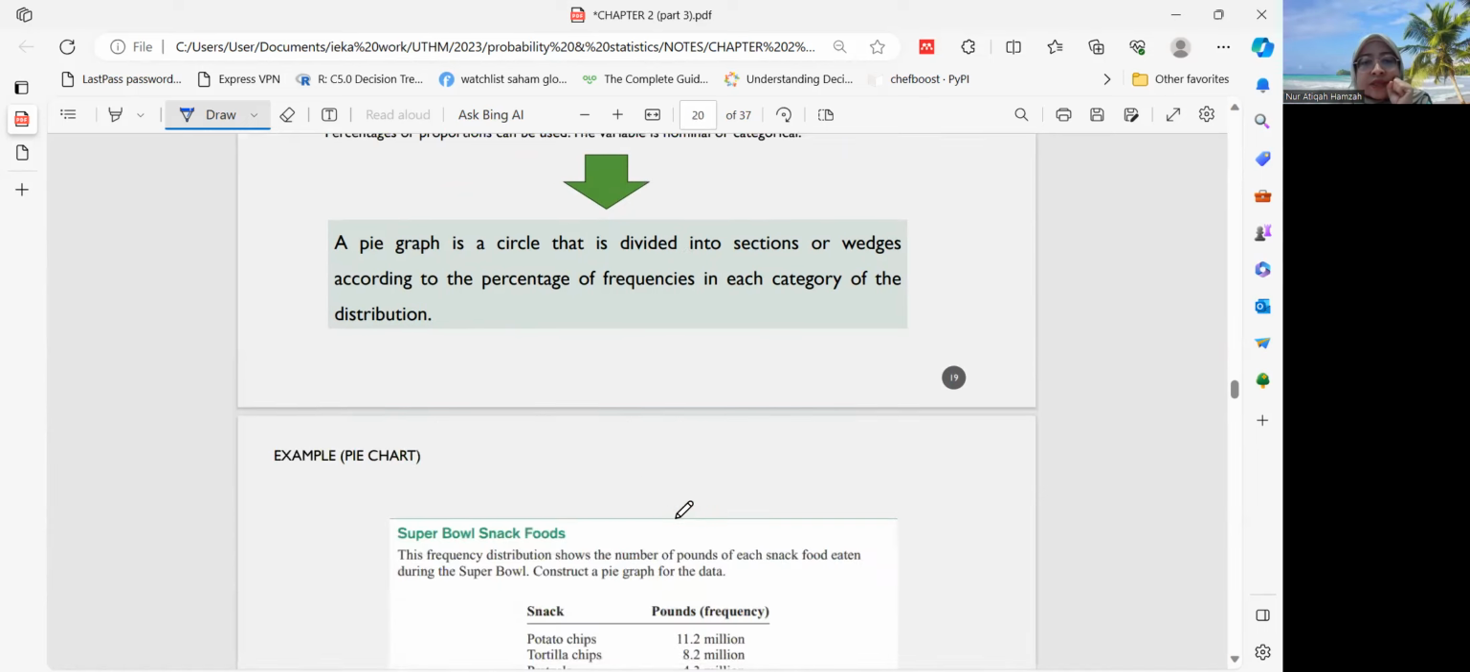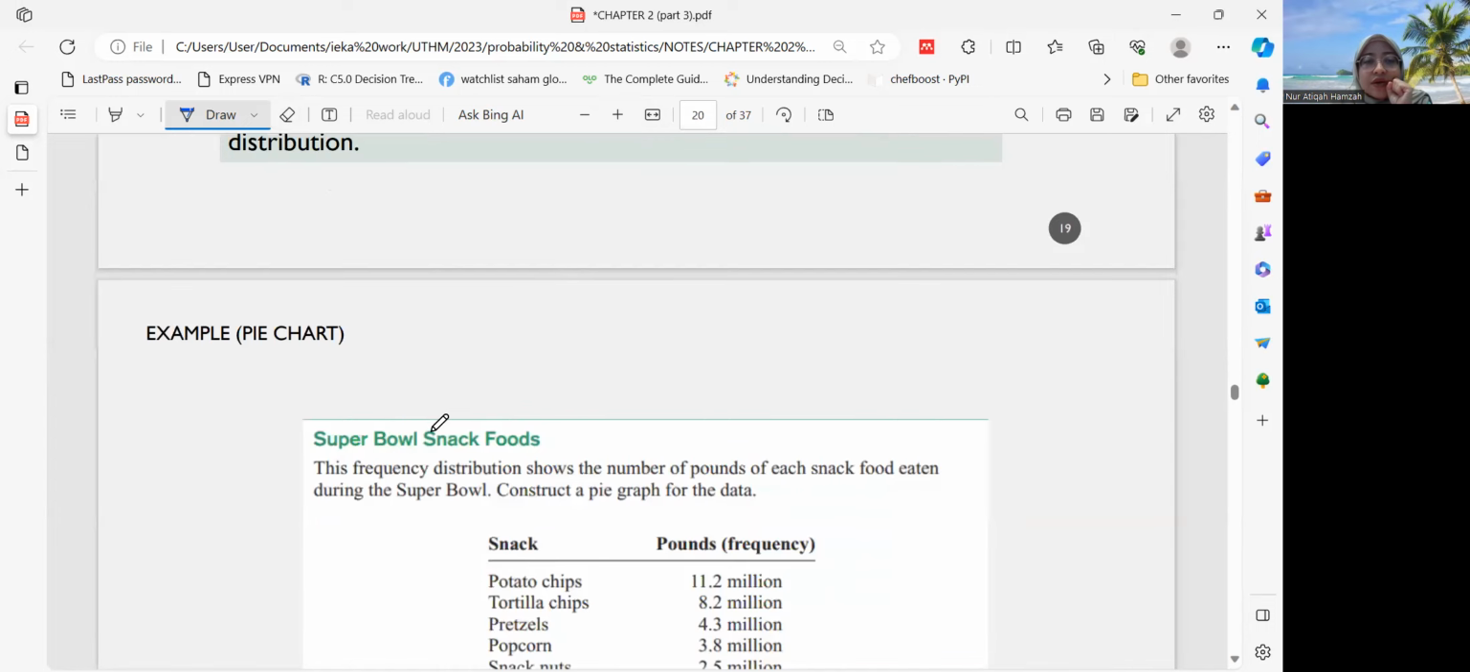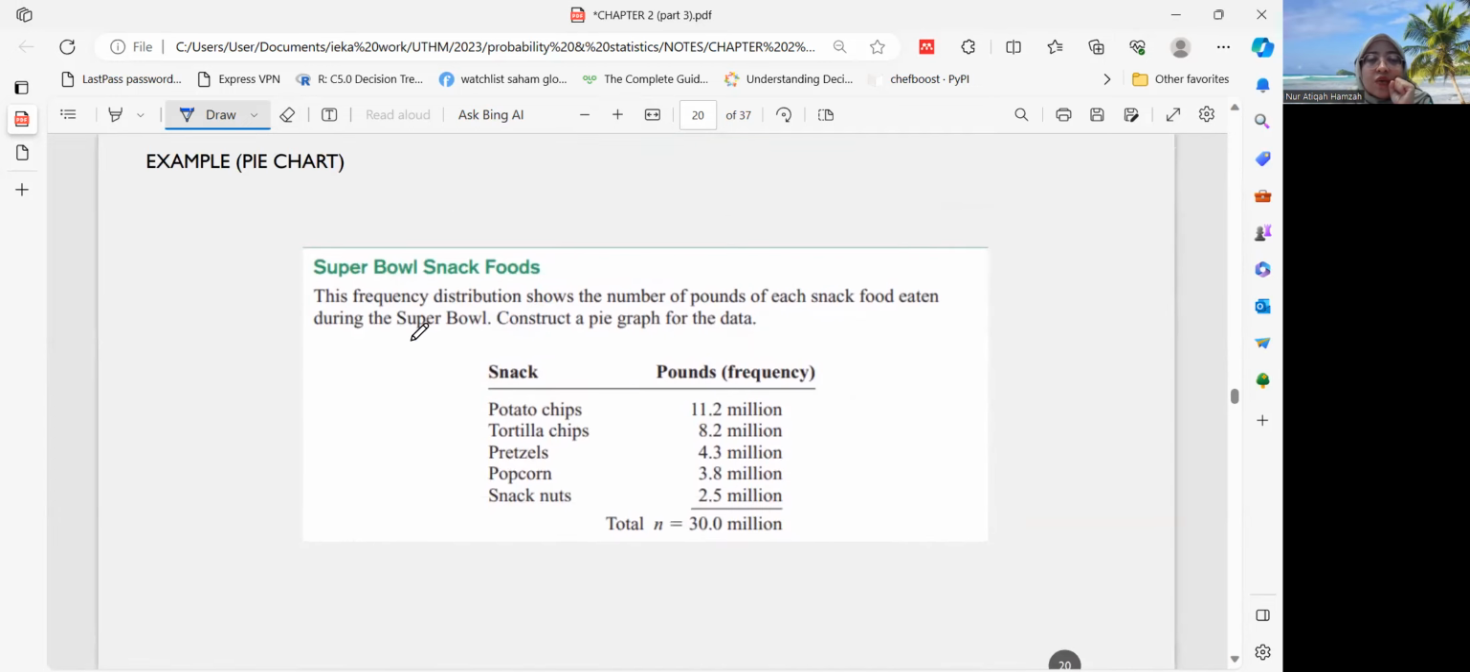So this is the example for pie chart. We have a data of Super Bowl snack foods. This frequency distribution shows the number of pounds of each snack food eaten during the Super Bowl. Construct a pie graph for the data.